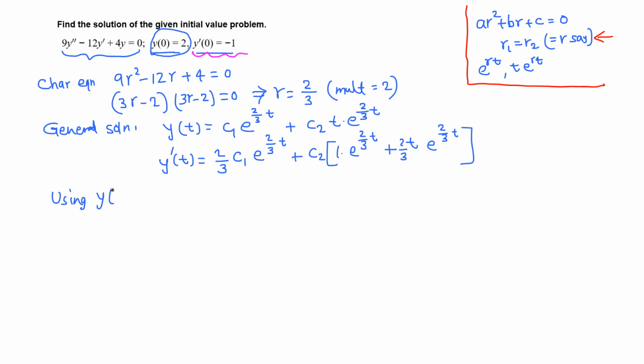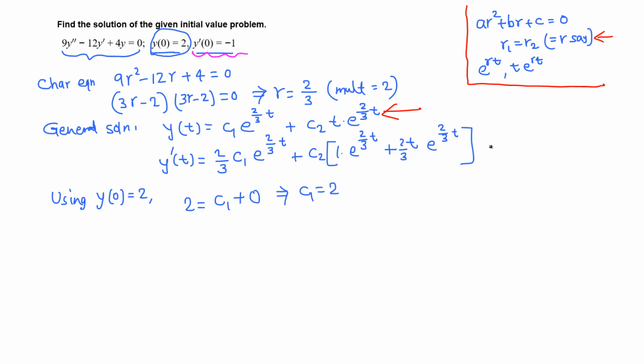Using the first initial condition, y at 0 equals 2. So y is 2 when t is 0. E raised to 0 is 1, so C1 plus t is 0, so the whole second term is 0. That means C1 equals 2. And from the second initial condition and this y prime, we can find the second constant.